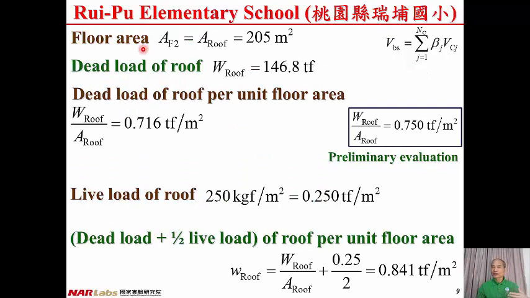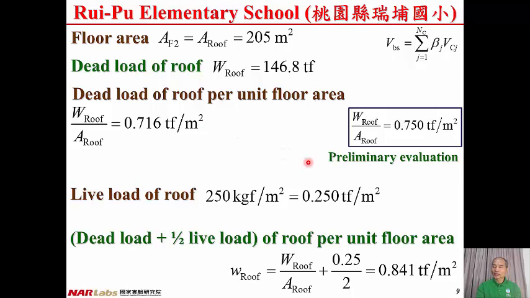The floor area of the roof equal to 205 meters square, and the dead load of the roof, we sum all them up, then we have 146.8 ton force. Therefore, the unit dead load of the roof, that's the dead load of the roof per unit floor, equal to W roof divided by A roof, equal to 0.716 ton force per meter square.